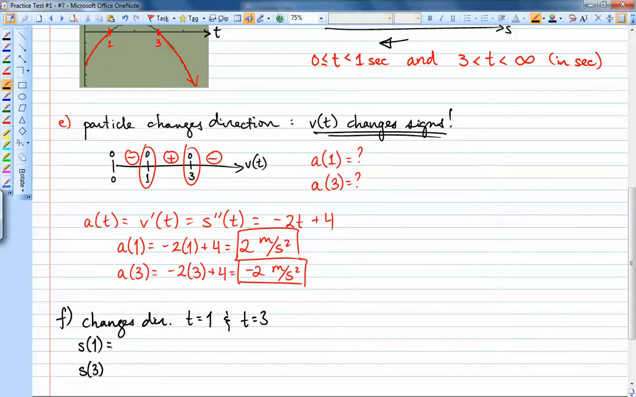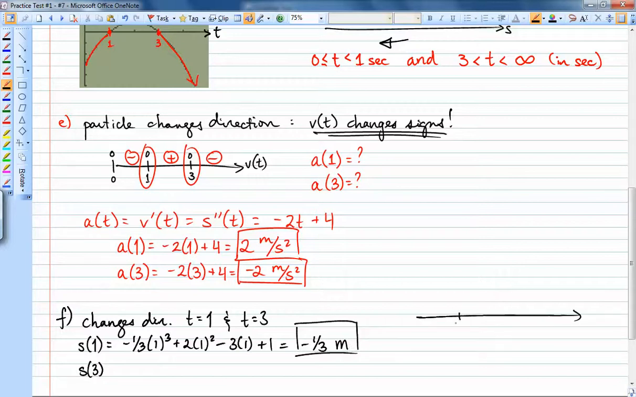So S of 1, if you plug it back into the original function, it's negative a third times 1 cubed, plus 2 times 1 squared, minus 3 times 1, plus 1. And that equals negative 1/3. And the units for S were in meters. So it's at negative 1/3 on the S number line right here. So here's negative a third, let's say, meters. This is S.